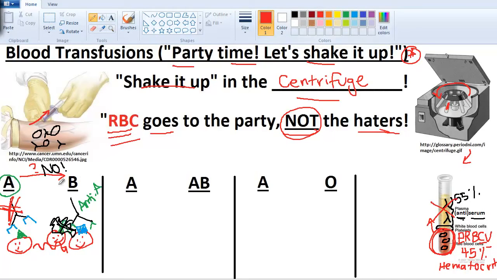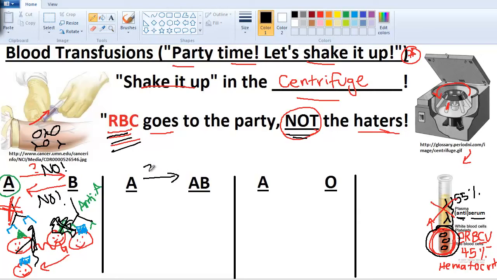What about, can B donate to A? And I know it's getting a little messy, but think about it. Once that cell comes over here, he makes his way over here, he's wearing the blue hat. The blue hat is the blue antigen. What does A have in his body? He's going to hate, and then there's going to be coagulation if he comes over here. So no, neither way. A can't go to B, B can't go to A. Again, keep in mind, it's the red blood cell that goes to the party, not the haters, because we're donating this portion down here.